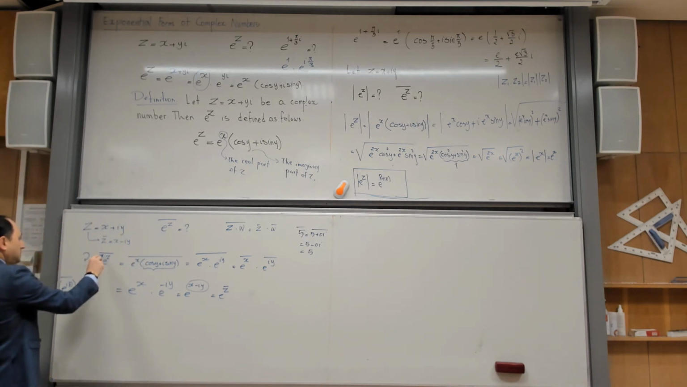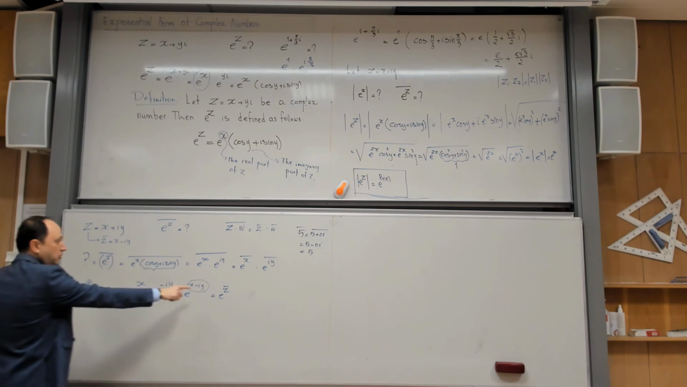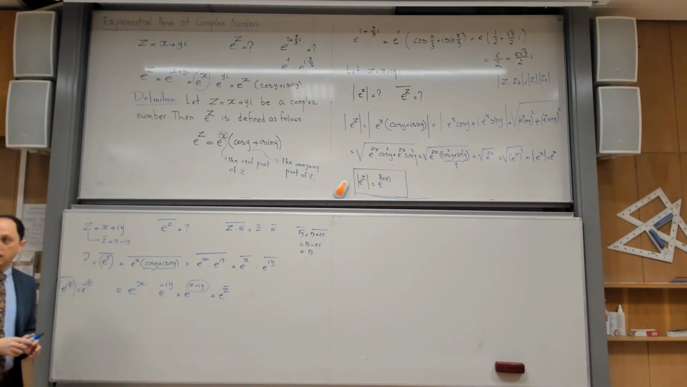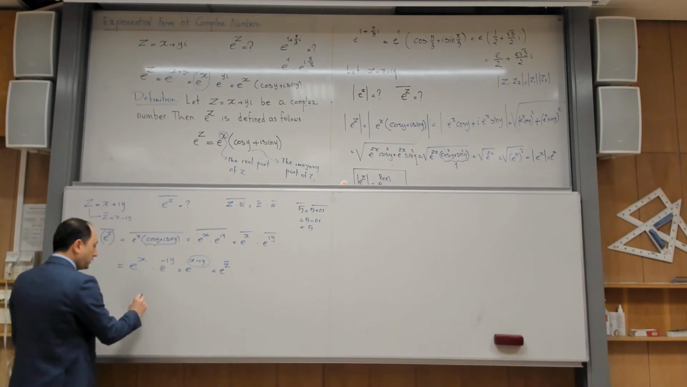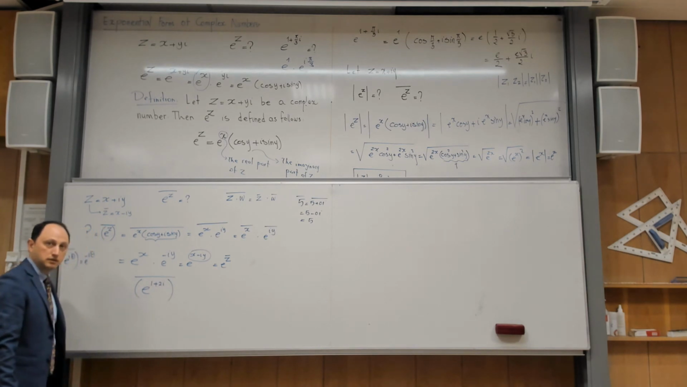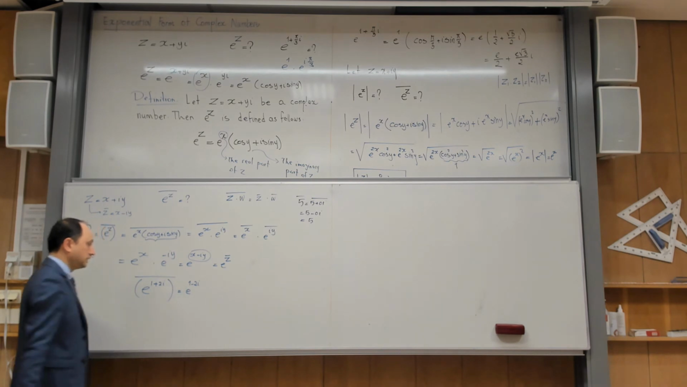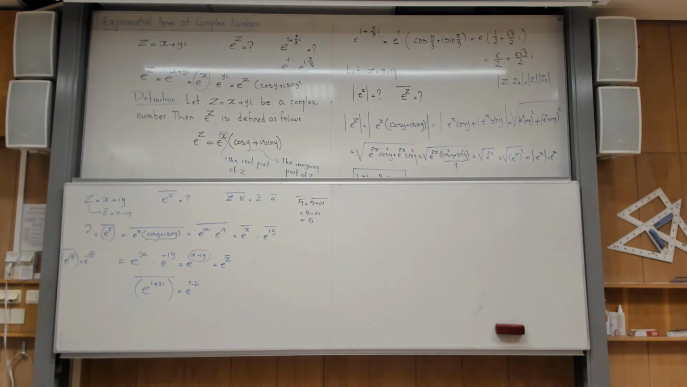It's probably better to write this in a pair of brackets. If you have e to power z and you want to totally conjugate the expression, the only thing that you need to do is to conjugate the exponent, whatever it is. For example, if I ask you what is e to power 1 plus 2i, totally conjugated, you can just write e to power 1 minus 2i. Just conjugate the exponent.